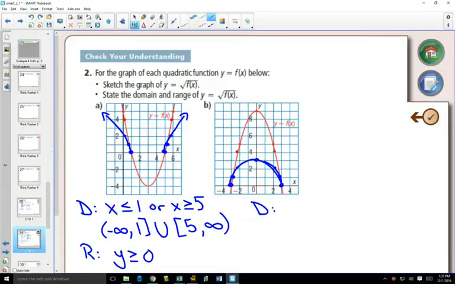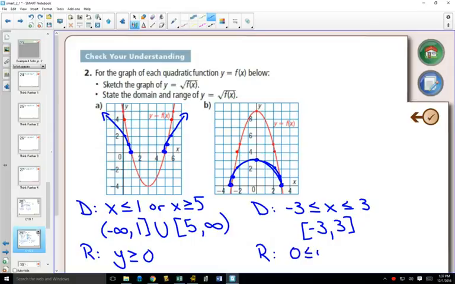For the second one, our domain is between negative 3 and 3. So in set notation, we would write it like this. In interval notation, we would write it like that. And our range is between 0 and 3. Here, I'll write the first range in interval notation as well.